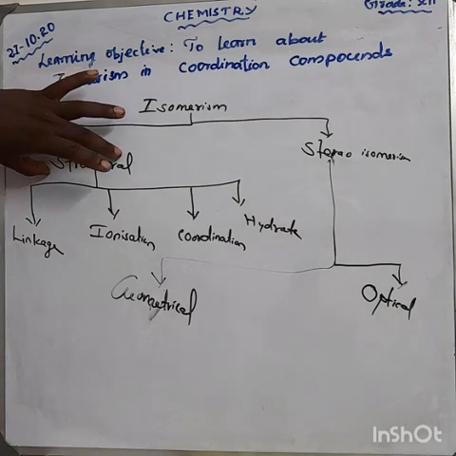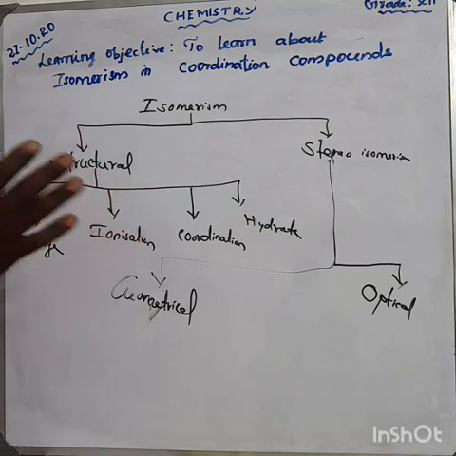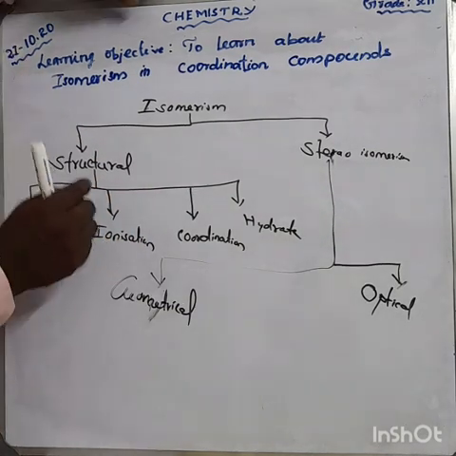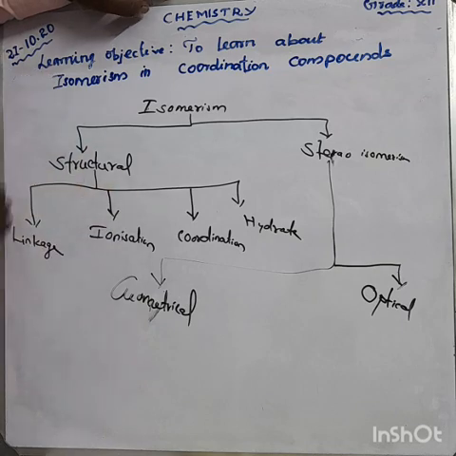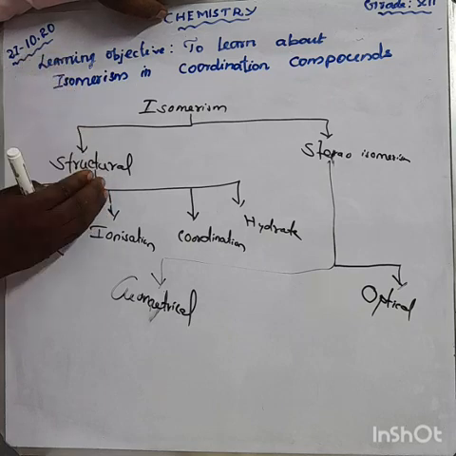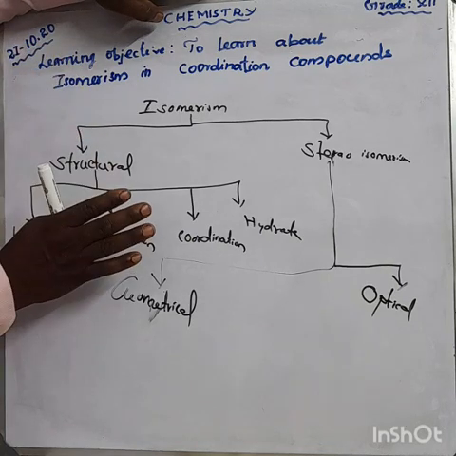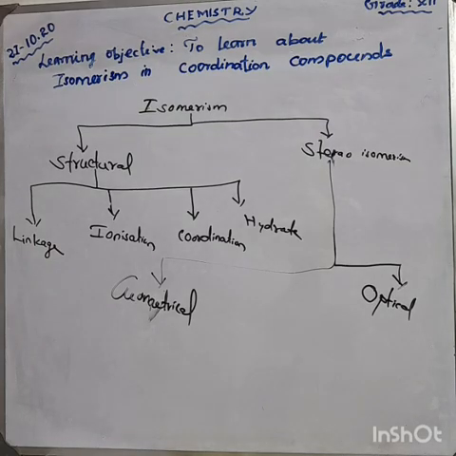What is structural isomerism? Coordination compounds which have the same formula but different connections among their constituent ions or atoms are called structural isomers. I told you that there are four different types of structural isomerism. The first one is linkage isomerism.